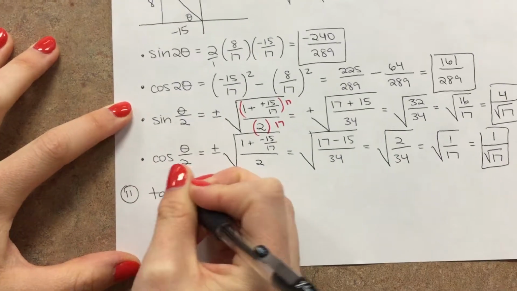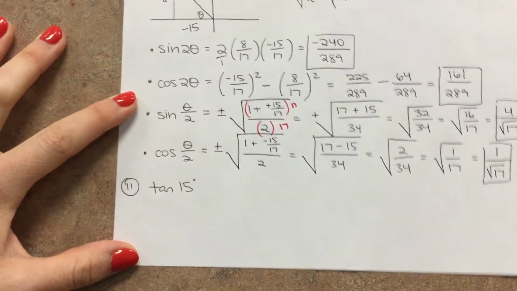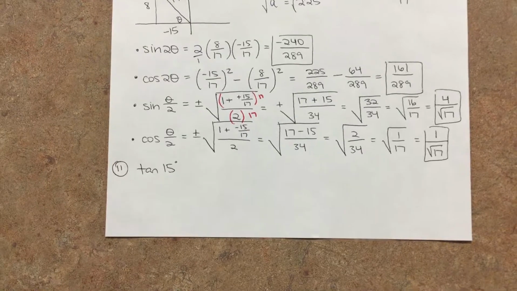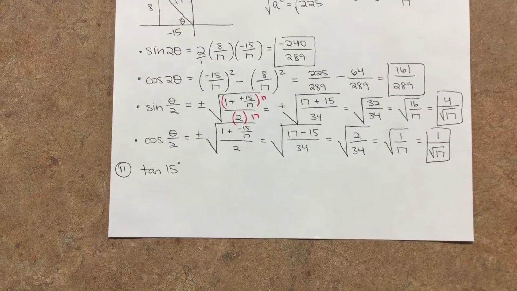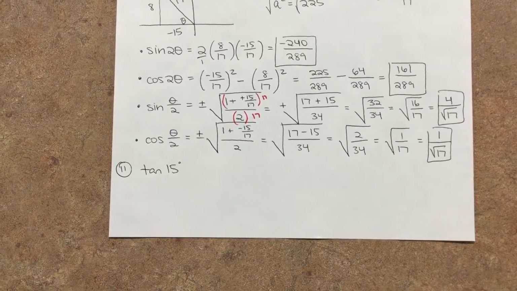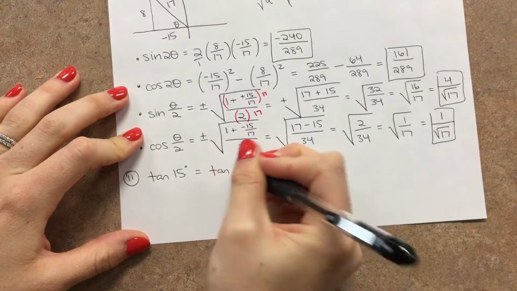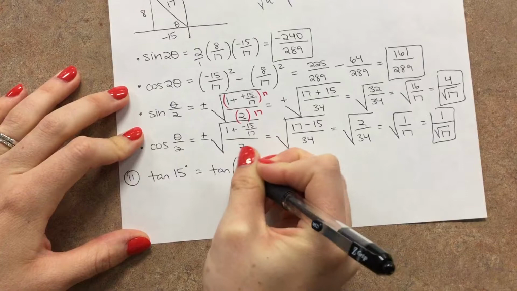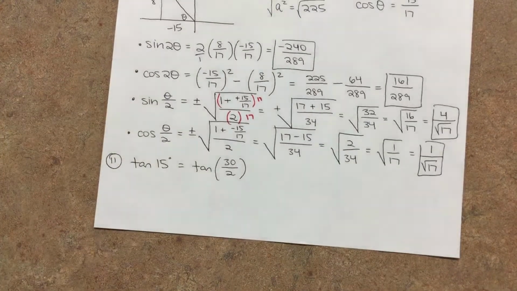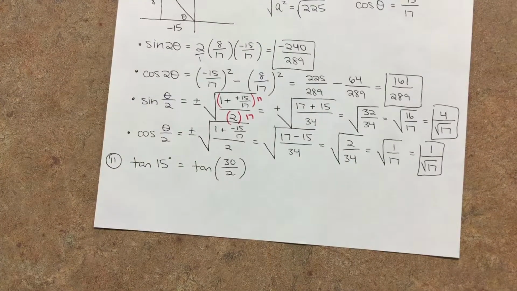Okay, number 11, I asked you for tangent of 15 degrees. You could do it as 45 minus 30 and do one of the difference formulas, but I was expecting you to do it as a half angle formula. So 15 is half of 30. So you would set it up like that. So half of 30, because 15 is not on the unit circle, but 30 is.